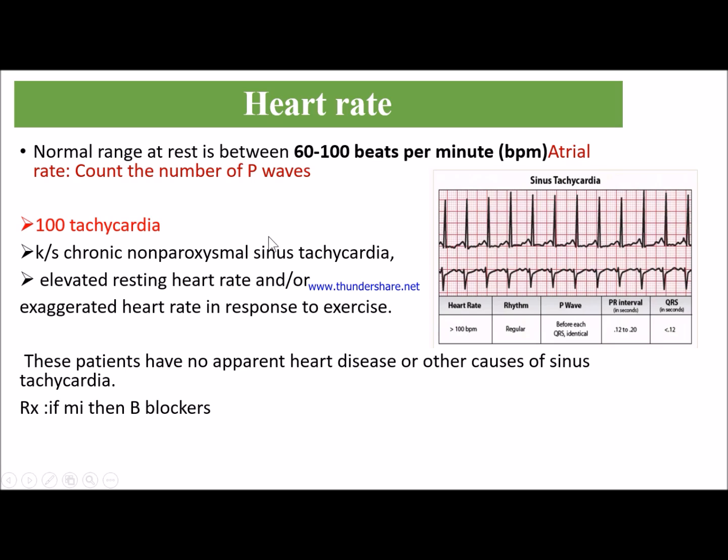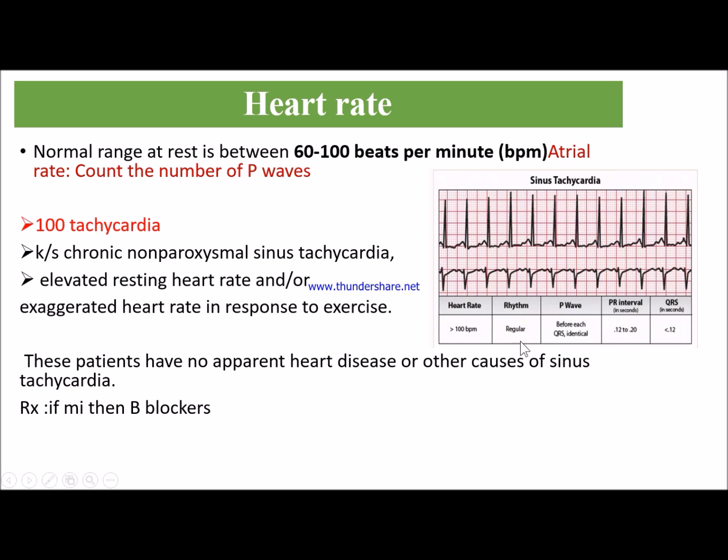It may occur due to some problem or due to exercise, or during myocardial infarction. Sinus tachycardia is also known as chronic non-paroxysmal sinus tachycardia. It is an elevated resting heart rate or an exaggerated response during exercise. So the patient has some kind of disease or other problem, and for that the doctor will prescribe beta blockers.